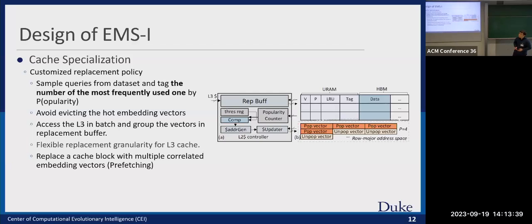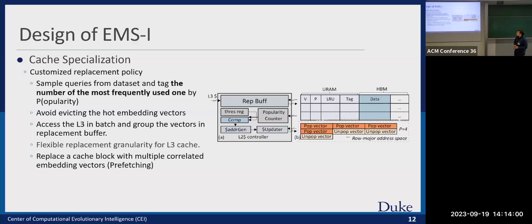And we access the L3 in batch, because keep in mind that L3 is in the SSD, although it's the internal DRAM in the SSD. So we want to have more queries or accesses to the L3 so that they can be scheduled properly to fully utilize the internal bandwidth of the SSD devices.